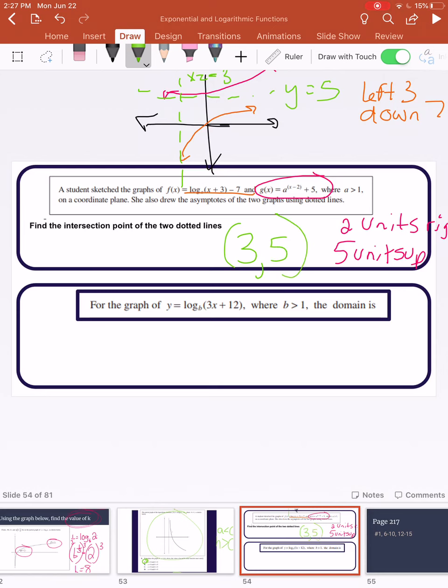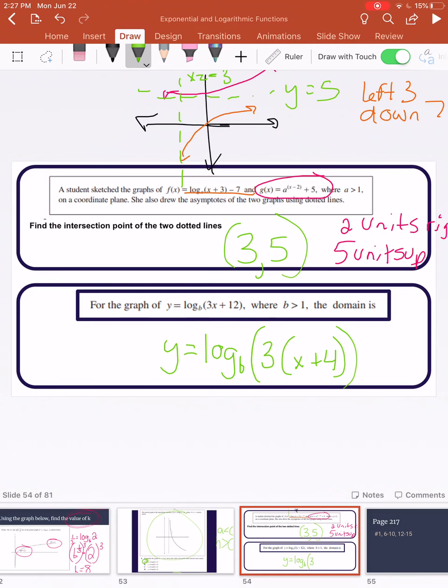All right, next question. For the graph of y equals log base b of 3x plus 12, where b is greater than 1, the domain is. So we're looking for the domain. Again, anything to do with transformations or really anything to do with logs at all, I'm going to factor out a b value when I see a b value there. So I'm factoring that 3 out.